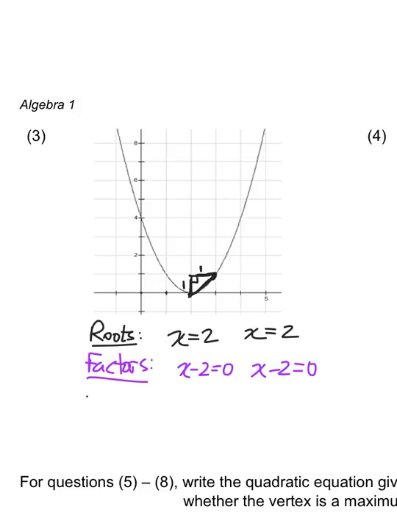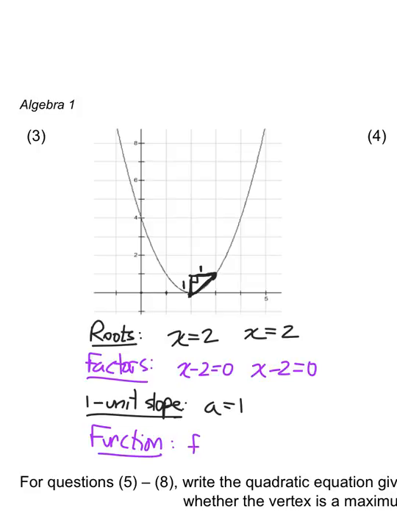My a value, 1 unit slope. And so what we'd be looking at is a function, f of x would be equal to 1 times a couple of x minus 2's. So x minus 2, x minus 2. So f of x would be x squared minus 4x plus 4.